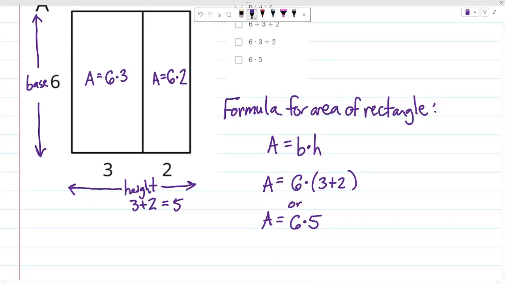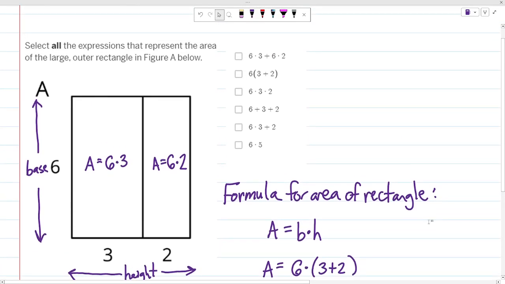So we could also take the area of the large shape to be like the area of the smaller shapes added together. So it's like 6 times 3 plus 6 times 2. So all of these would be good choices and correct expressions for the area of this rectangle. So we said 6 times 3 plus 6 times 2, that one's good to go. 6 times the quantity 3 plus 2, that's in our list.